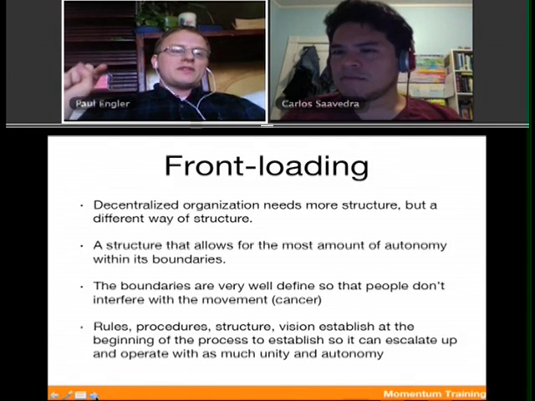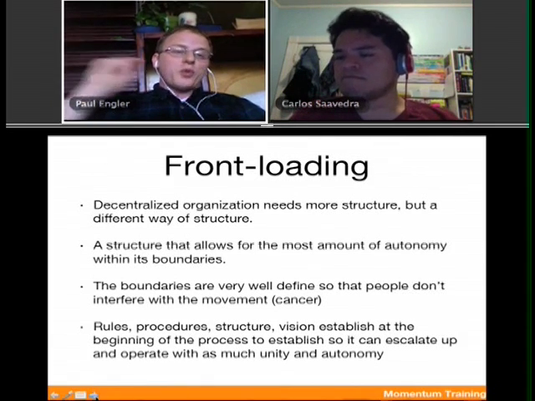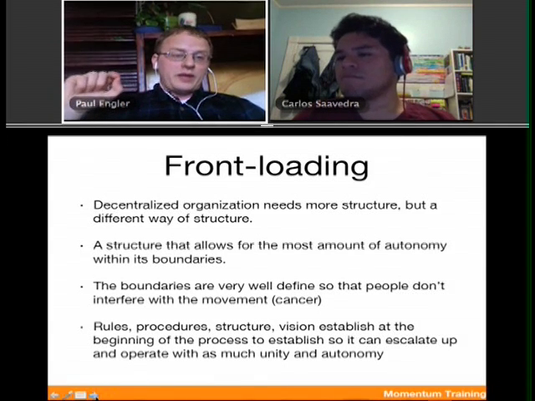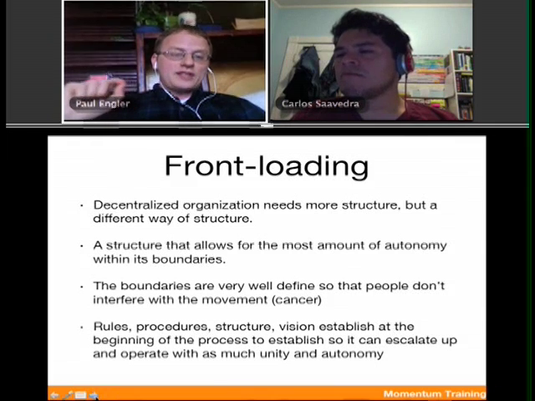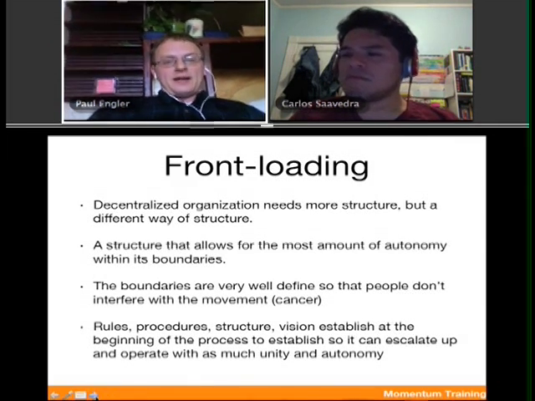A structure allows for the most amount of autonomy within its boundaries, and the boundaries are well-defined so people don't interfere with the movement. Rules, procedures, structure, and vision are established at the beginning of the process so that it can escalate and operate with as much unity and autonomy.